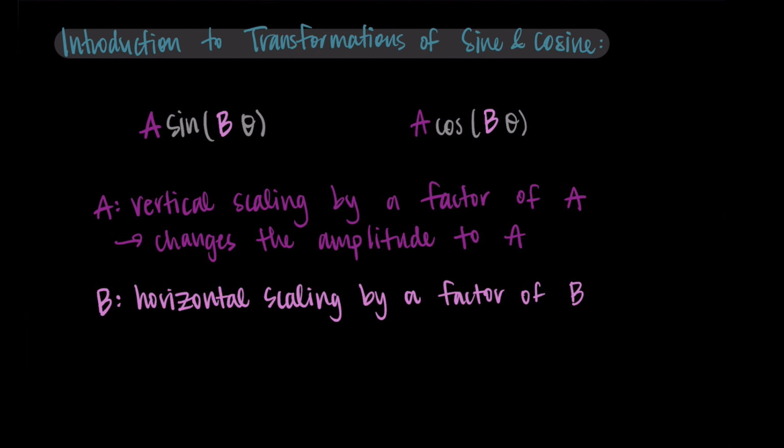And what this does is it's going to change the period to 2 pi over B. So the reason why this happens is maybe not super intuitive. I like to think that it's taking the normal period, which is 2 pi, and it's just dividing it up into something smaller. So we're dividing it by B. Let's see what this looks like on the graph.